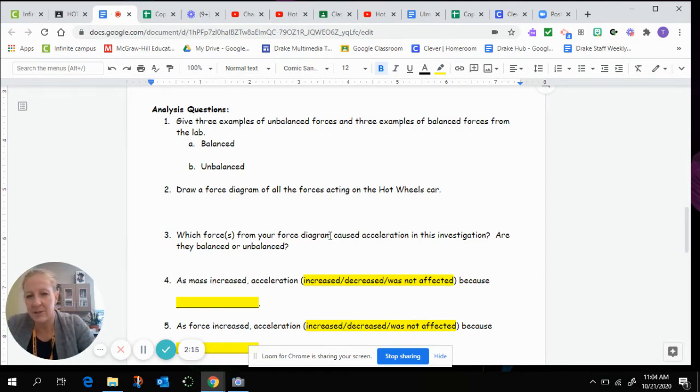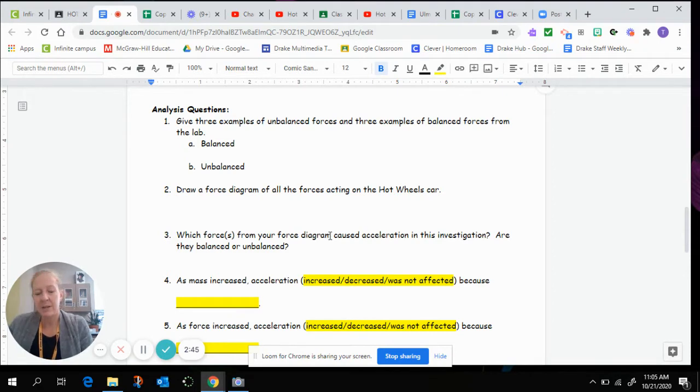So there's your example of balanced and unbalanced forces associated with the gravity of the car and the support force of the table. When the car goes off the edge of the table, there's no longer a support force of the table. The only upward force is some air resistance, and that force is not great enough to actually hold up the car in the air, so the car falls down to the ground.